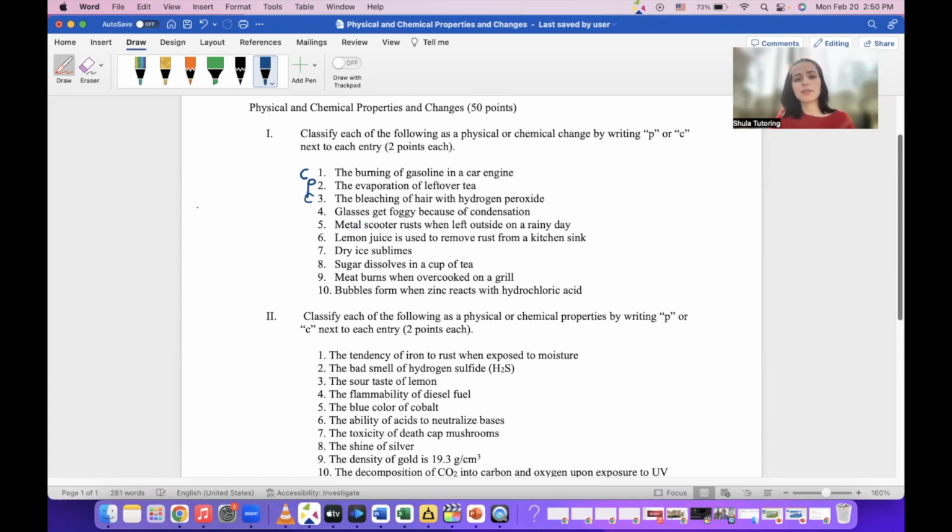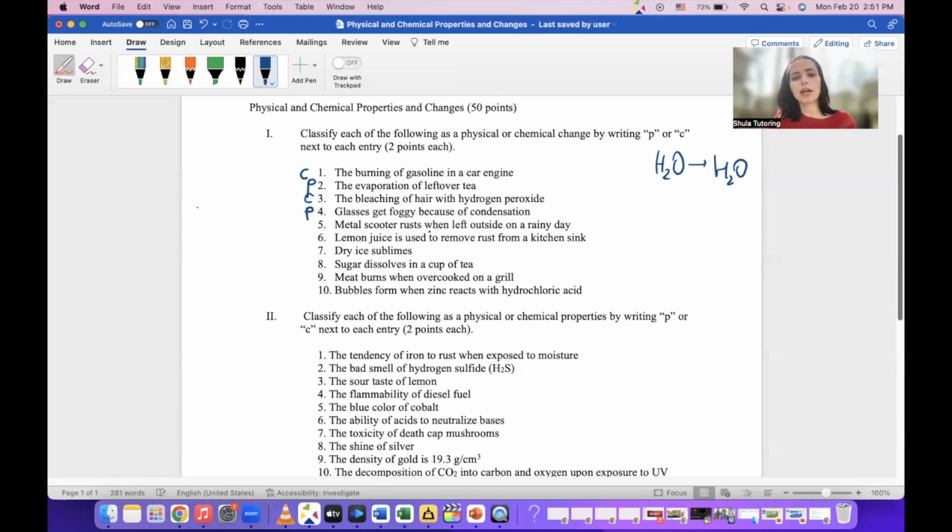Glasses get foggy because of condensation. So what is condensation? Condensation is a change of state from gas to liquid. So in a gaseous state, water is H2O, right? In a liquid state, it's still H2O, right? So the molecular makeup of that substance didn't change. So that makes it a physical change.